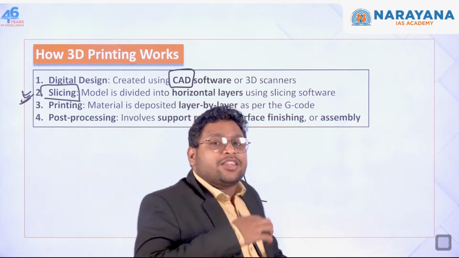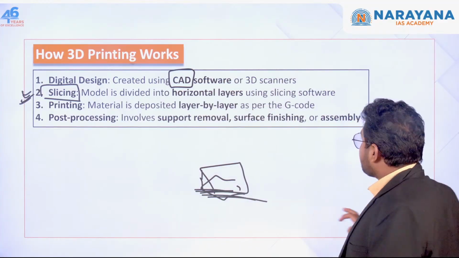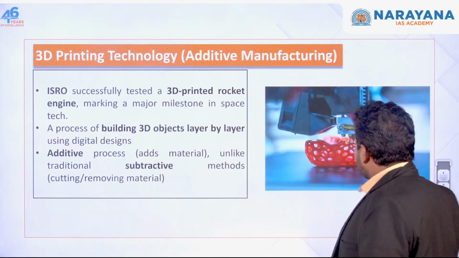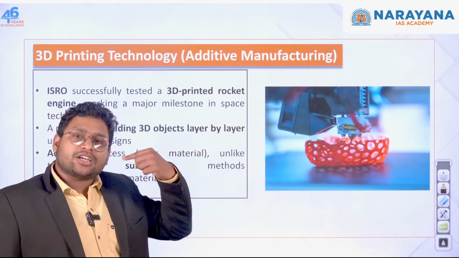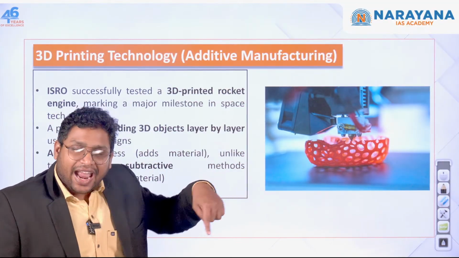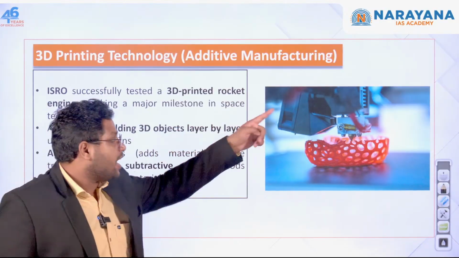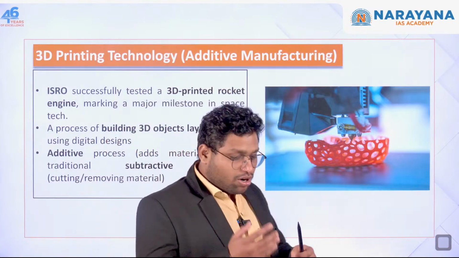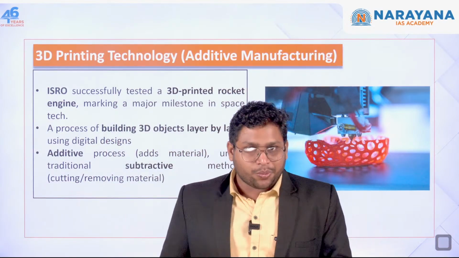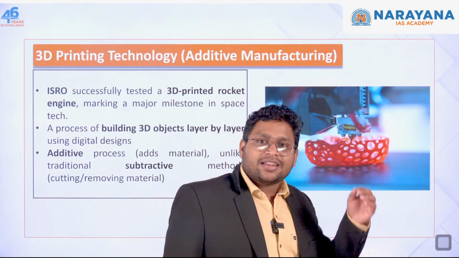And after that, the printing work begins. So how does the printing take place? Here in this image you can see the horizontal layers which are made by the computer. All those layers are added one after the other by this machine. That's how 3D printing takes place. It's not going to cut a material and make it. No. Layer by layer, material is added.